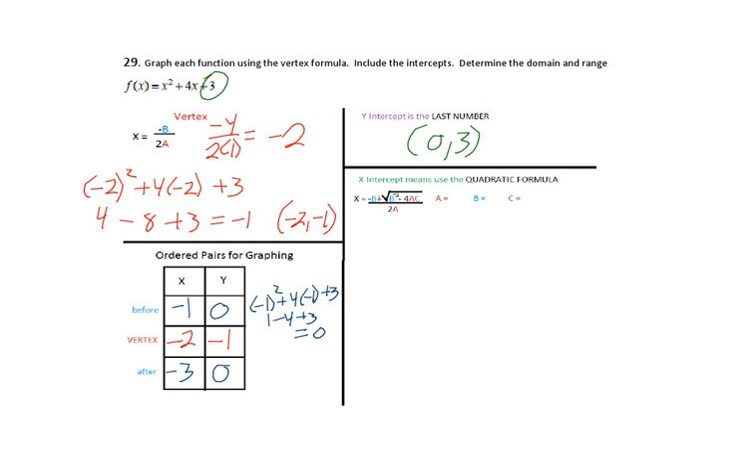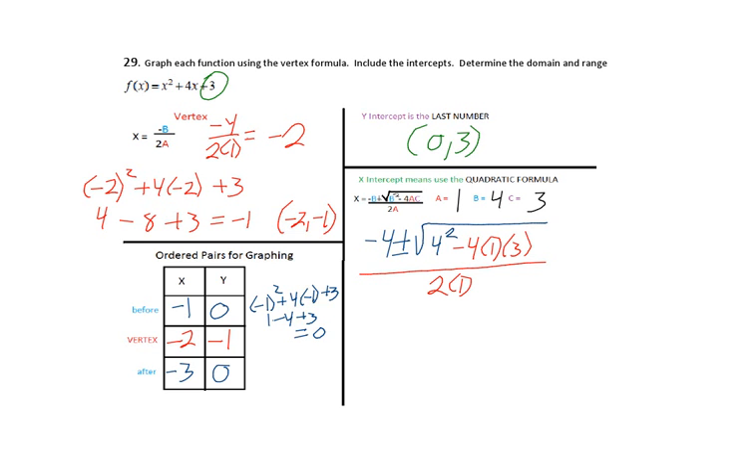Now for quadratic. A is 1, B is 4, C is 3. Let's punch it all in and see what happens. So, negative 4 plus or minus the square root of 4 squared minus 4 times 1 times 3 over 2 times 1. So working the top, 4 squared is 16, 4 times 1 times 3 is 12, and 16 minus 12 is 4, and I like 4 because that's perfect, it's 2. So you get negative 4 plus minus 2 over 2.